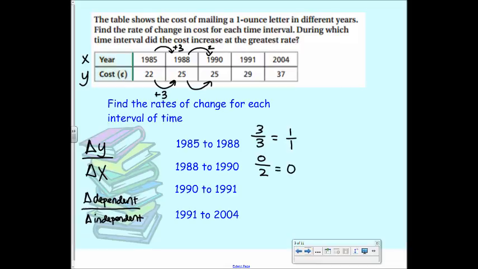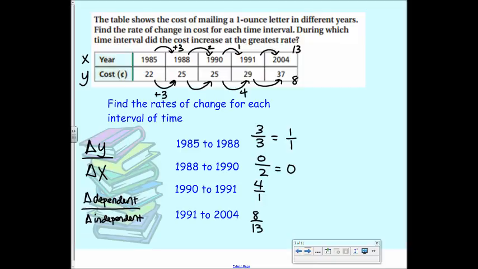What about 90 to 91? 1 year. And how much money? 4. Which one goes on top? 4. So 4 over 1. And then last but not least, 91 to 2004. How many years is that? 13 years. And how much money? 8. So how do I write that one? 8 over 13. Okay.